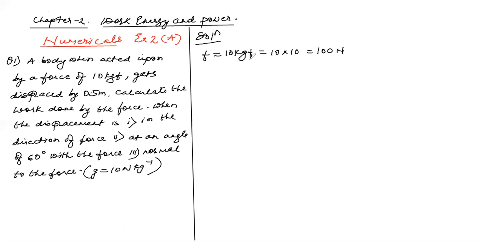So remember, 1 kgf is 10 Newton. 2 kgf will be 2 into 10, 20 Newton. 3 kgf will be 3 into 10, 30 Newton. So my 10 kgf will be 10 into 10, 100 Newton. And displacement S is 0.5 meter. Now all are in SI units, no problem.